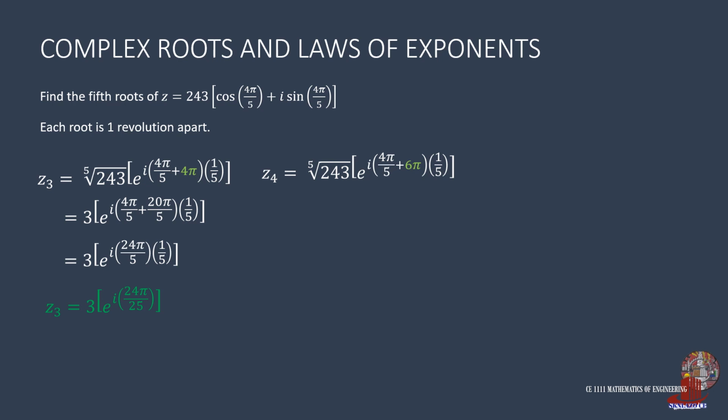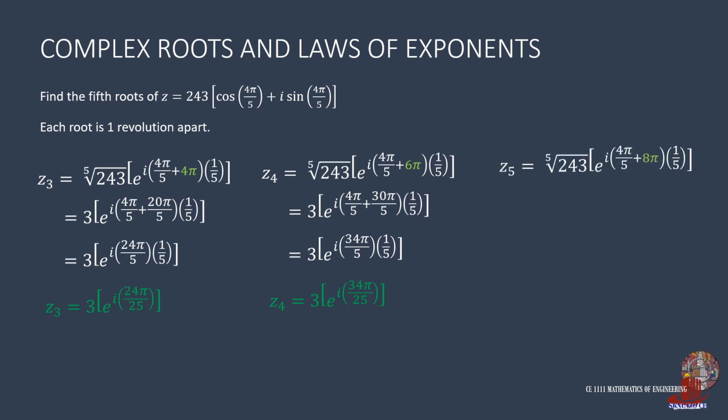The next root has 3 revolutions or 6 pi added. 3 revolutions is equivalent to 30 pi over 5. Add this to theta to have 34 pi over 5. Multiply the root of 1/5 to the exponent, which gives z4 as 3e raised to i times 34 pi over 25.